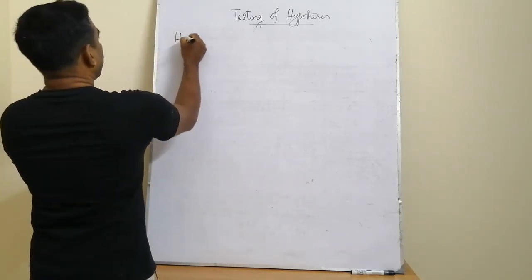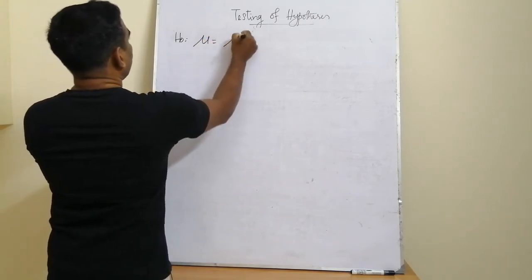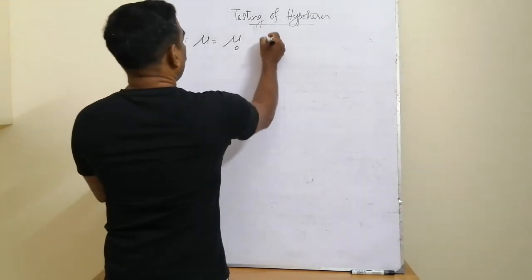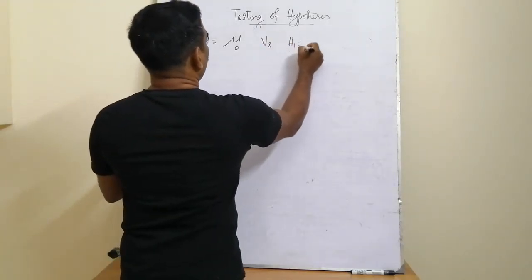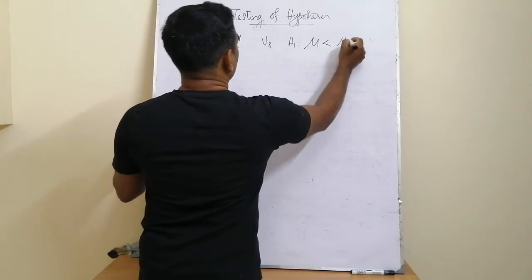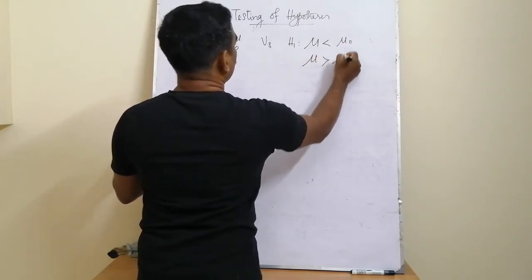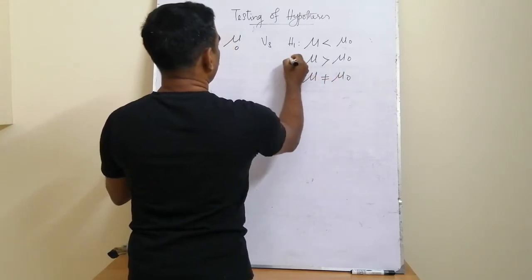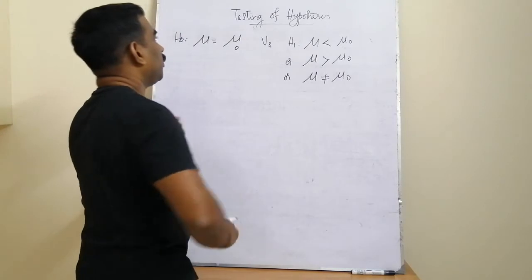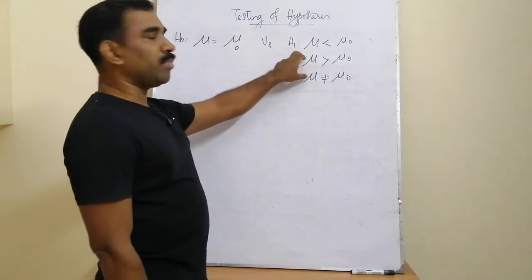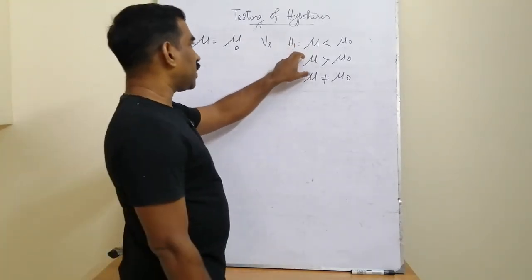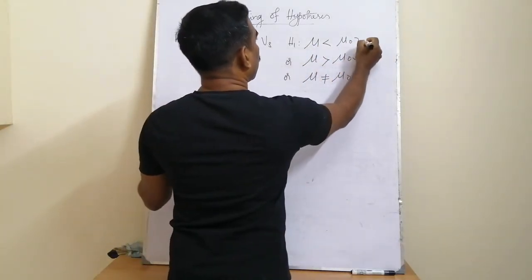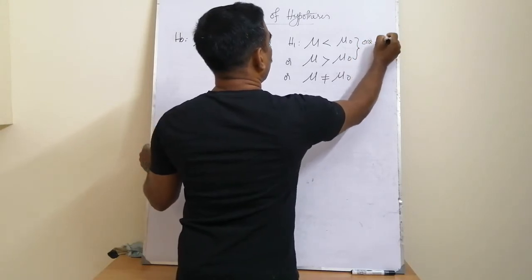So the null hypothesis H naught, we are testing a specific value of the population parameter, say for example mu is equal to mu naught, against the alternative hypothesis, maybe mu less than mu naught, or mu greater than mu naught, or mu not equal to mu naught. So one of these cases we will consider based on our sample information. And if the hypotheses are mu less than mu naught and mu greater than mu naught, these two are called one-tailed alternatives.